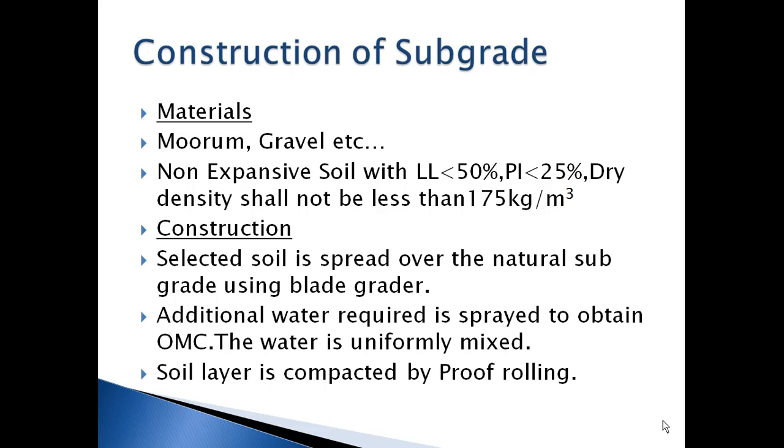kg per meter cube. The construction procedure involved consists of spreading the selected soil over the natural subgrade using an instrument called blade grader. Then additional water required is sprayed over the layer so that the optimal moisture content is obtained. Then the water is uniformly mixed with the soil. After that, the soil layer is compacted by proof rolling.